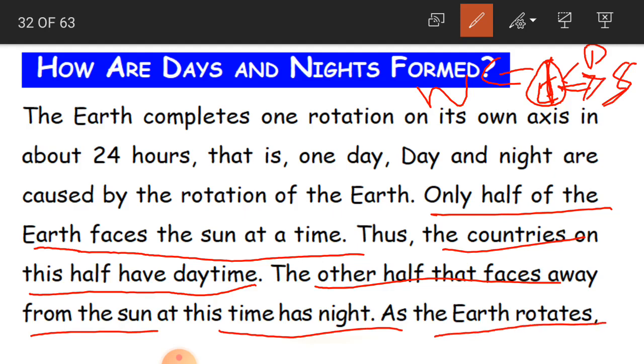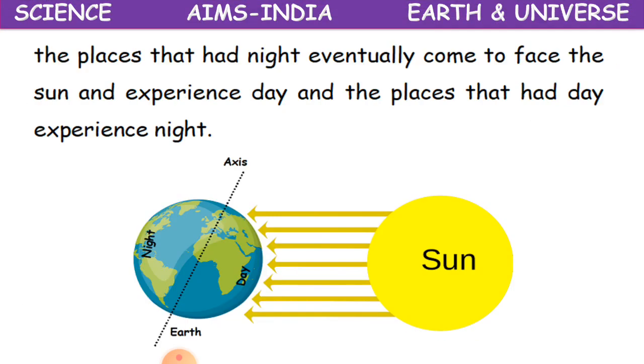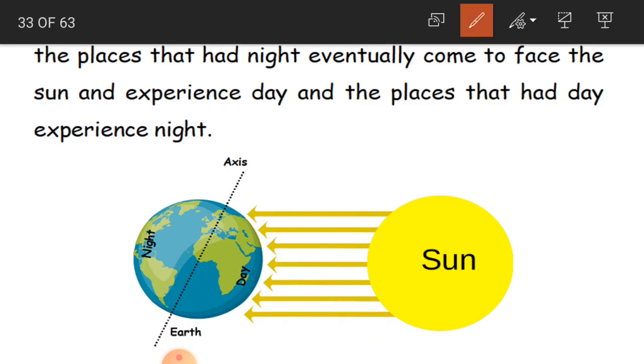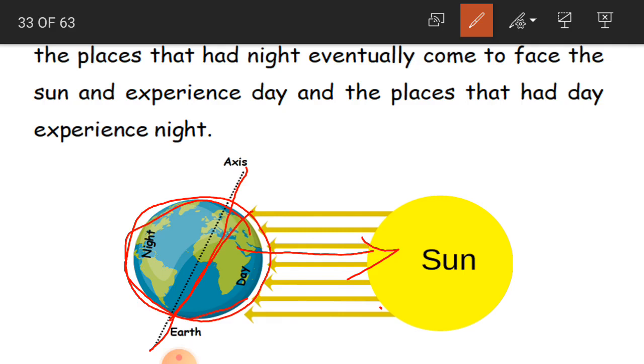Okay, children. So as the earth rotates, what happens? The places that had night eventually come to face the sun and experience day, and the places that had day experience night. See here. So as I have said before, as this is our imaginary axis of the earth, when the earth is going to rotate around itself, this half part will be exposed to the sun and is going to receive the light, and the places on this side will be having the day.